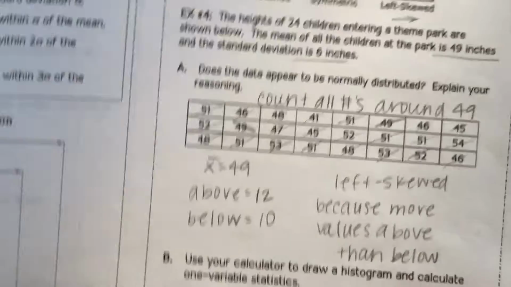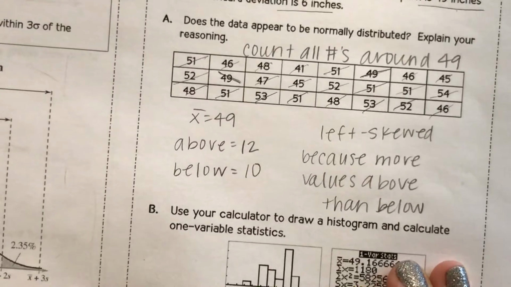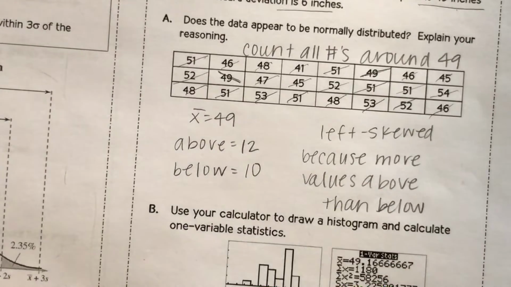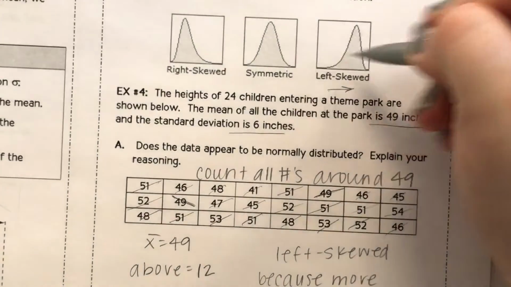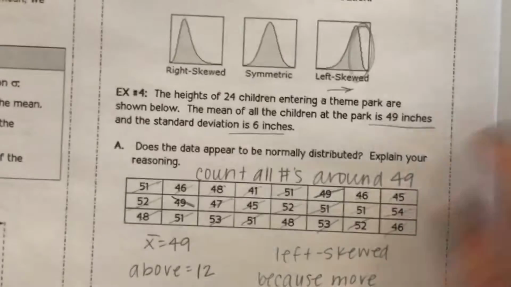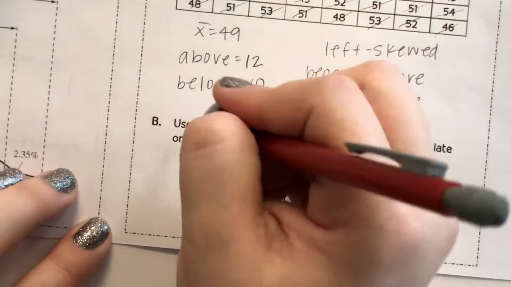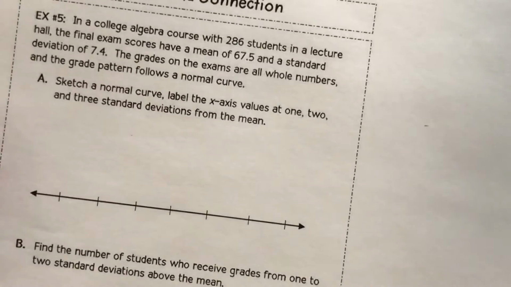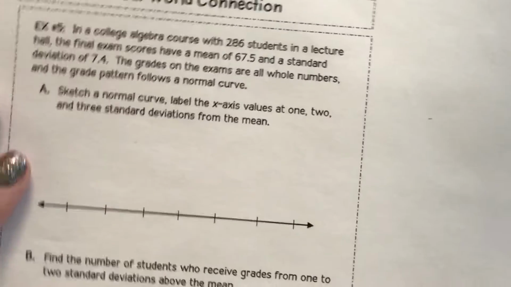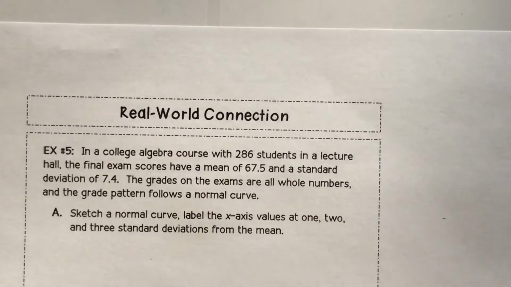Okay, so if ever you want to test if something is skewed, you're just going to test how many are above it, how many are below the mean. And since there's more above, we know that there's more over here on this side, so that means it's left skewed. Okay, we're not going to worry about this part here. Okay, so we have one more example, and that's on the back here. Okay, this very, very last one.